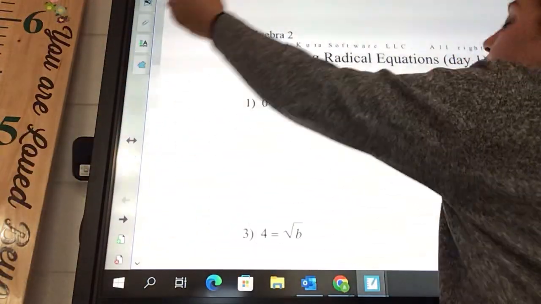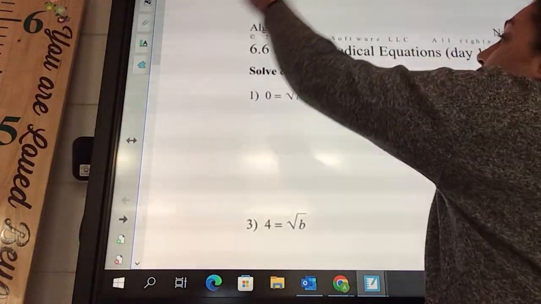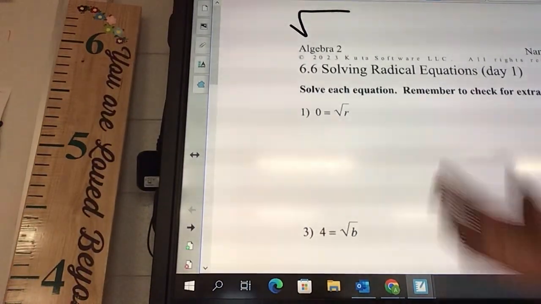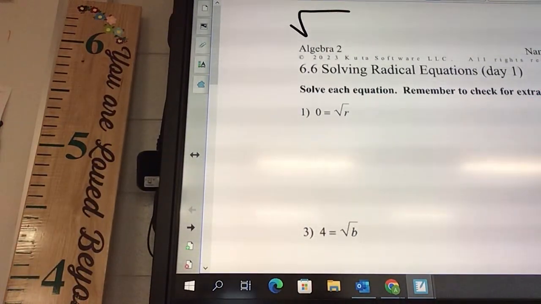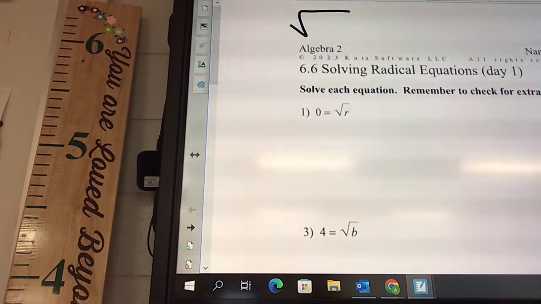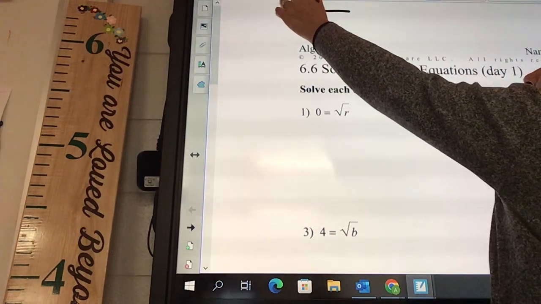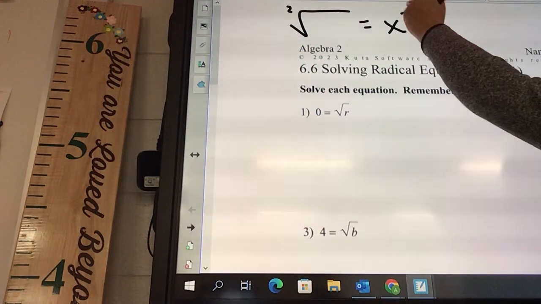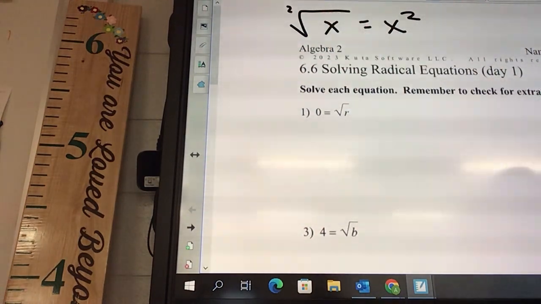Okay, so a square root looks like this. And realistically, we know what number is on the outside. 2. There's really a 2 here. This is the opposite of x squared. Essentially, they cancel each other.